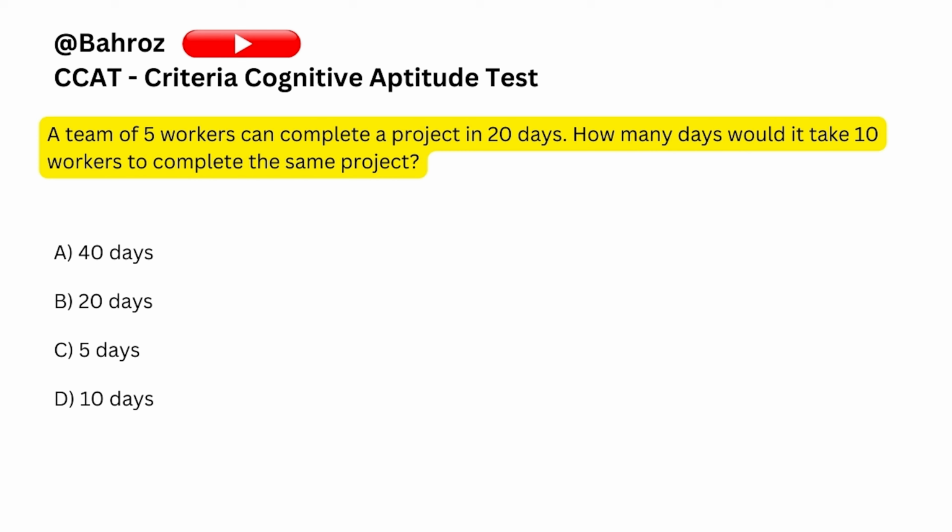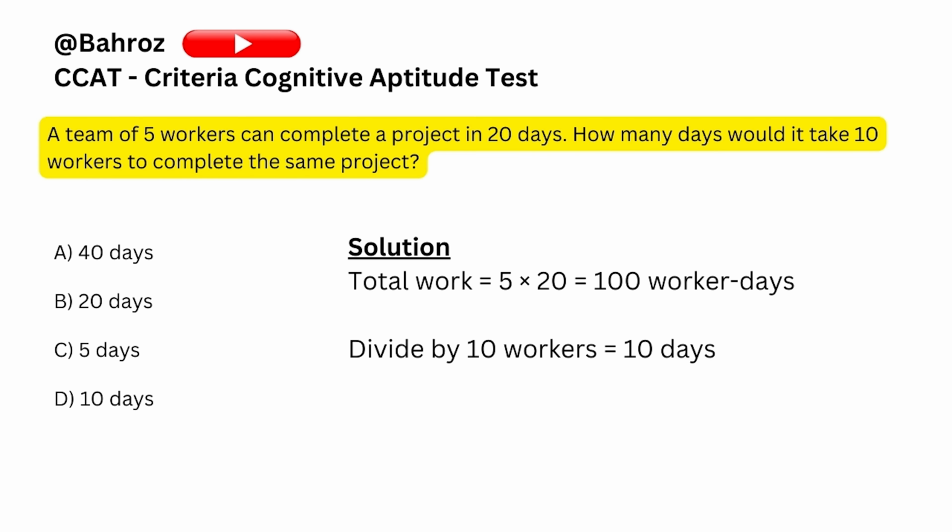Last sample question. A team of 5 workers can complete a project in 20 days. How many days would it take 10 workers to complete the same project? Here, the key thing to recognize is the relationship between workers and days. More workers means the work gets done faster, which means fewer days. They are moving in opposite directions. When two quantities move in opposite directions like that, it is inverse proportion.